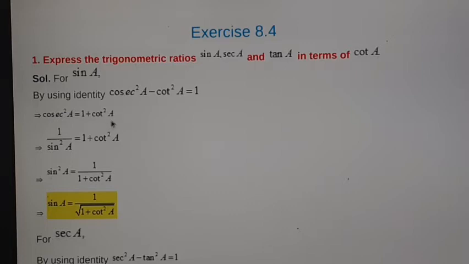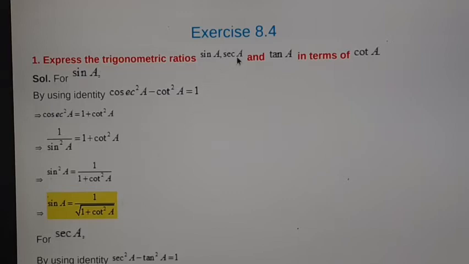So we will get 1 plus cot square A. Now we have to express in terms of cot A. Cot A is already there. Now we know cosec square A is equal to 1 by sin square A. So we will substitute the value of cosec square A, which will give us sin square A as the reciprocal, that is 1 by 1 plus cot square A. After this, we have to transfer the square. Whenever the square is transferred, it comes as a square root.